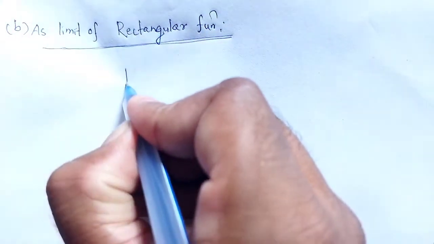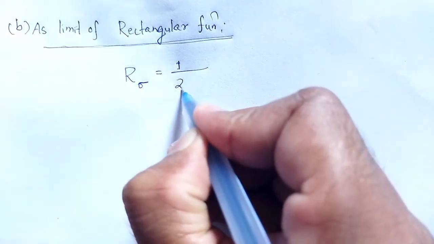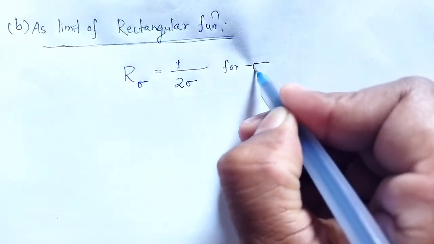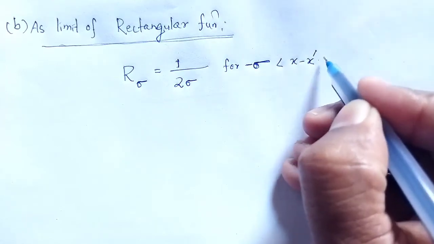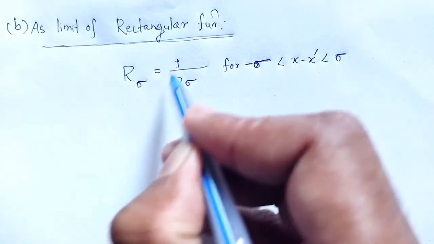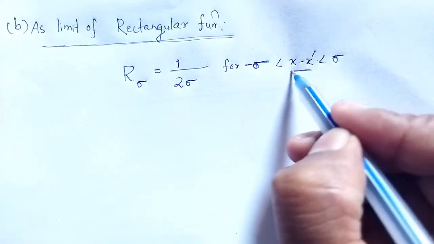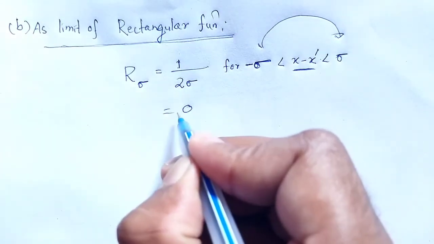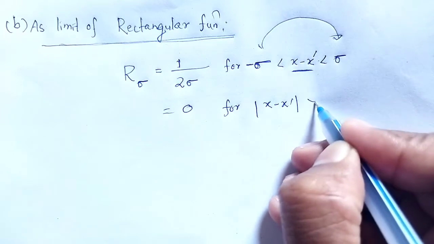The rectangular function r of sigma is equal to 1 by 2 sigma for minus sigma less than x minus x dash less than sigma, whereas r of sigma is equal to 1 by 2 sigma where the values of x minus x dash are in between minus sigma to plus sigma, and it will be 0 for the modulus of x minus x dash greater than sigma.